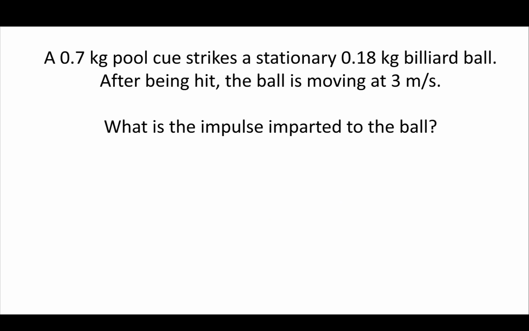Example number 3. You have a 0.7 kilogram pool cue striking a stationary 0.18 kilogram billiard ball. This is a pool ball, that thing I showed you at the beginning. After being hit, the ball is moving at 3 meters per second. So what is the impulse imparted to the ball?